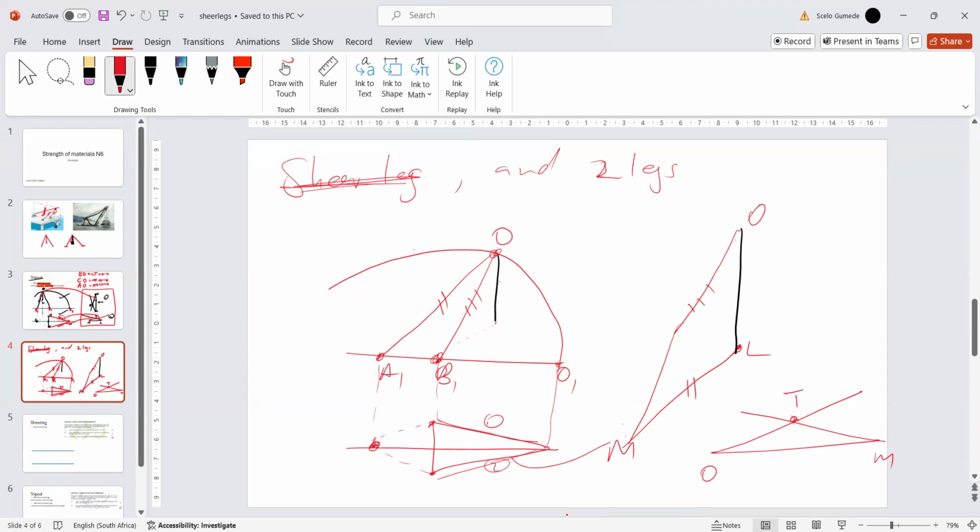So this one is parallel to that. This one is parallel to that. That's where you're going to find your shear stresses on each leg. So leg 1, leg 2, and then the shear stress on the leg.